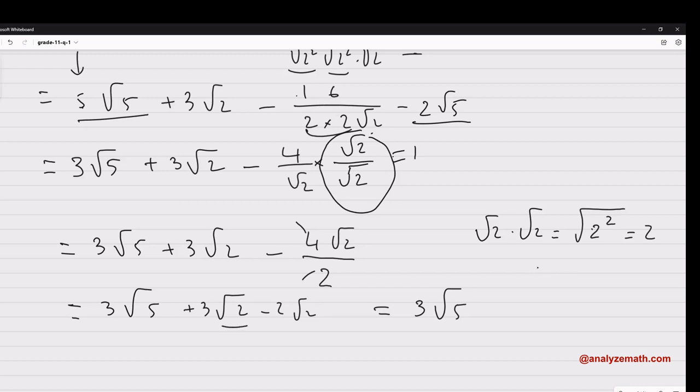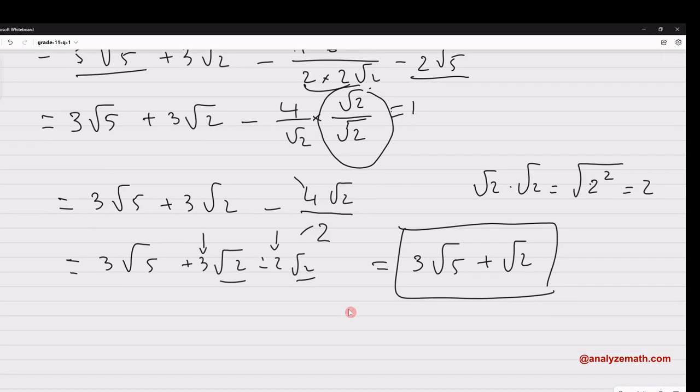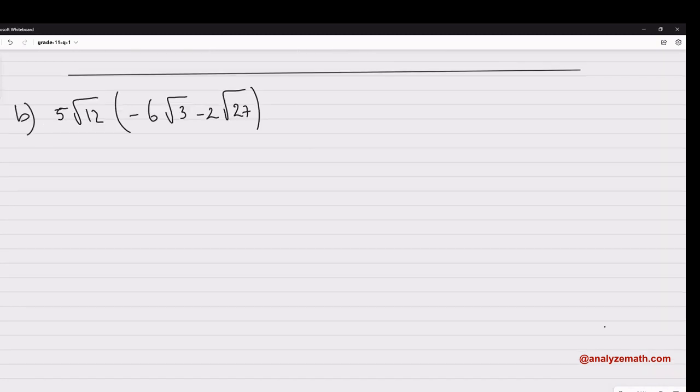Now they have got the same radicand and I can group them. 3 minus 2 gives me 1. 1 square root 2 is written as square root of 2. And this is the final answer to the expression given in part A. This is the simplified form. Now in part B, we have to simplify 5 square root of 12 multiplied by this expression here.